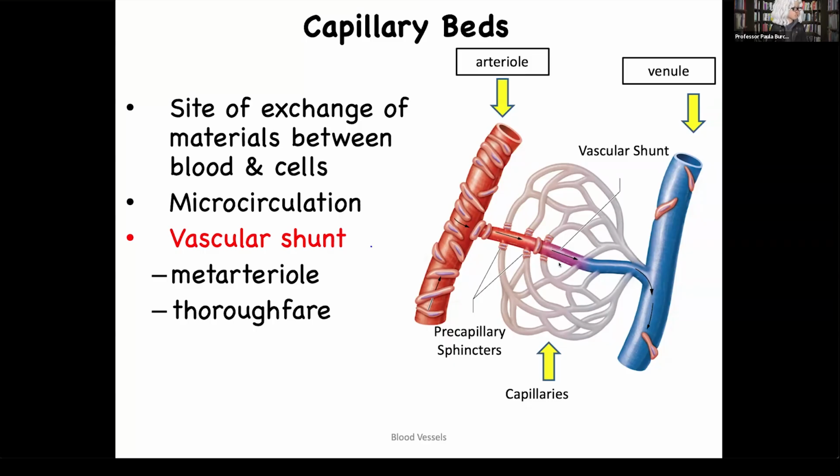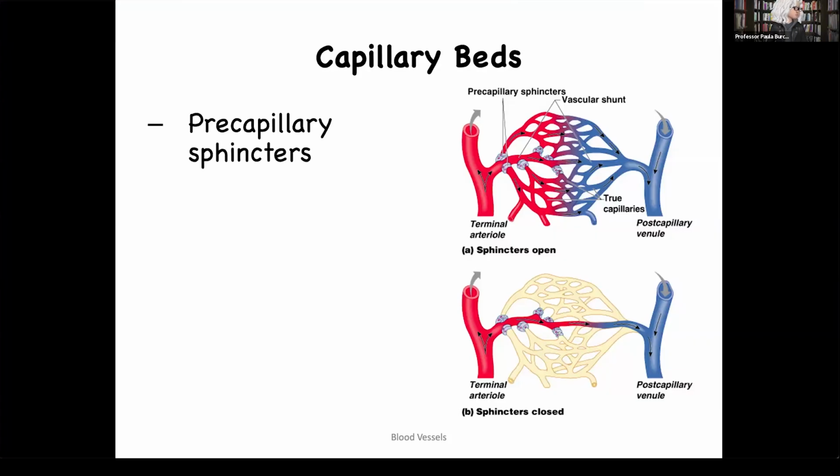The second region of the vascular shunt, the thoroughfare, empties into the postcapillary venule. Contraction and relaxation of the smooth muscles in the metarteriole and the precapillary sphincters is called vasomotion. These 2 illustrations demonstrate the movement of blood into the capillaries here at the top. In that case, these precapillary sphincters would be relaxed and open, allowing blood to move into the capillaries.